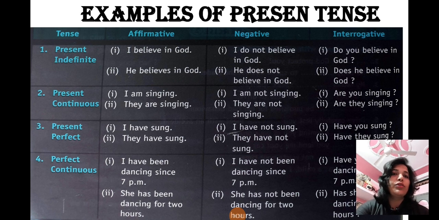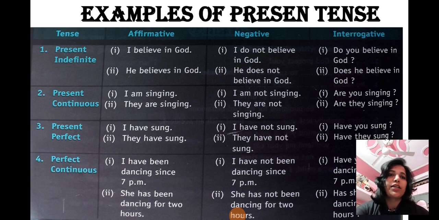Okay, so one example we will see. Do you believe in God? Here you could see that with the help of a helping verb we are framing the interrogative sentences. Now, does is there. As I mentioned, does is used with he, she, it and singular nouns. So he does not believe in God. Does he believe in God? Once you are framing it as an interrogative.